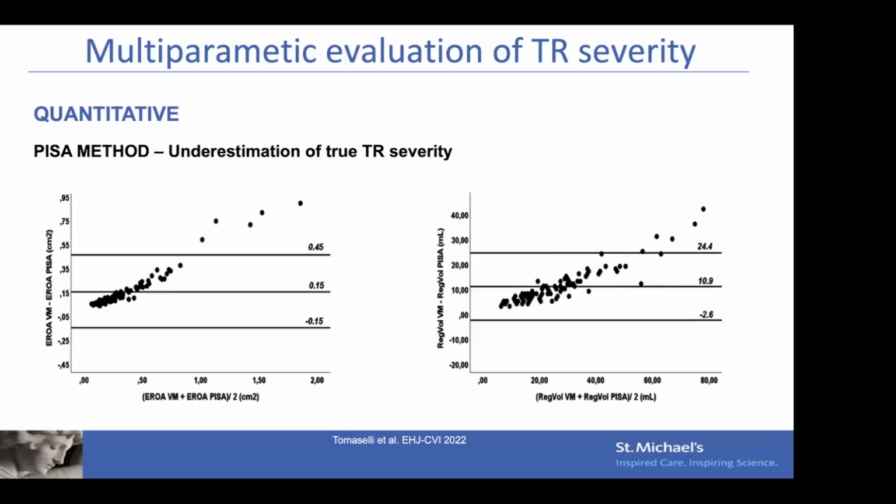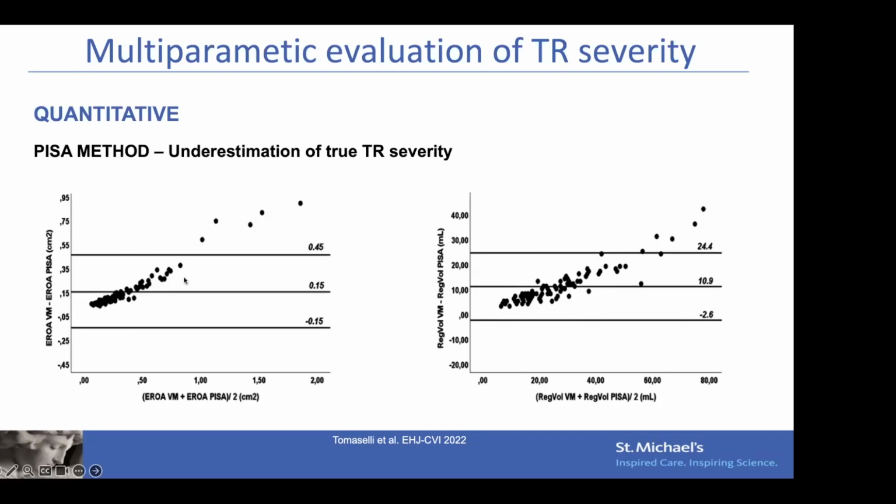And this has been shown nicely in a recent study by Tomaselli with the group of Luigi Badano in Italy, where they compared EROA and regurgitant volume evaluation by PISA to what they call the gold standard, being volumetric assessment from 3D echo. And as you can see, if you compare the gold standard, in this case volumetric, with PISA, PISA underestimates TR severity by 0.15 on average for the EROA and about 10 milliliters for the regurgitant volume.